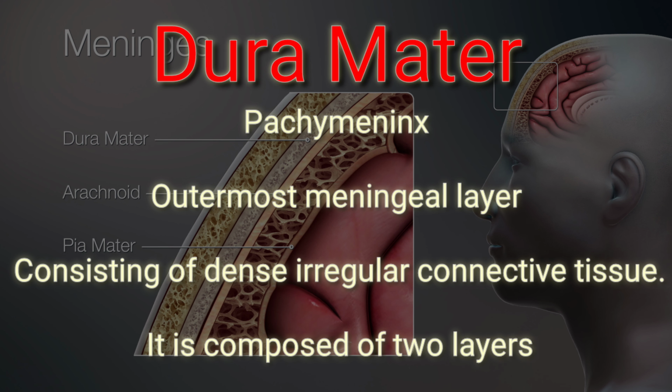Here we have the last one, that is Dura Mater. It is also known as the Pachymeninges. The cranial Dura Mater is the outermost meningeal layer, consisting of dense irregular connective tissue. It is composed of two layers. The superficial layer is the periosteal cranial dura. It overlies the inner surface of the diploe, acting like a periosteal layer of the cranium, and the meningeal cranial dura, which lies superficial to the arachnoid mater.